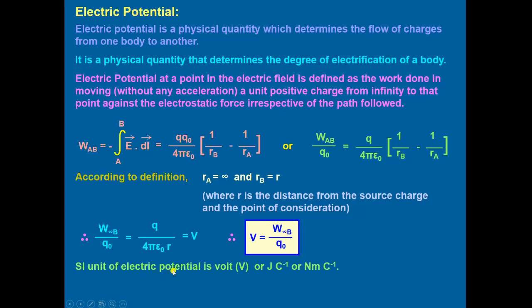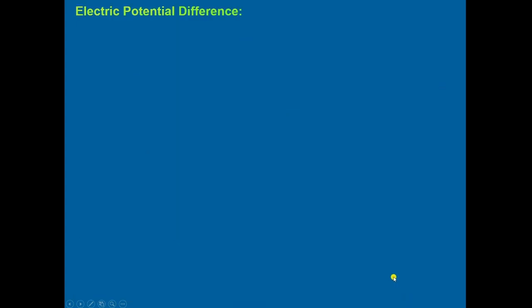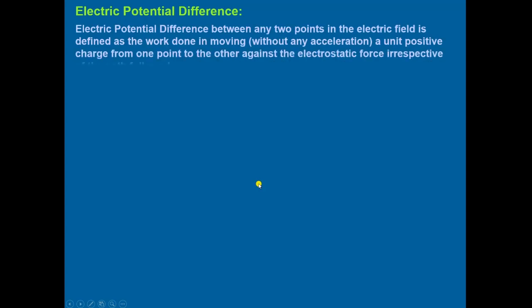And electric potential has the unit volt or joule per coulomb or newton meter per coulomb. Electric potential at a point is 1 volt if 1 joule of work is done in moving a 1 coulomb charge from infinity to that point in the electric field. Electric potential difference.